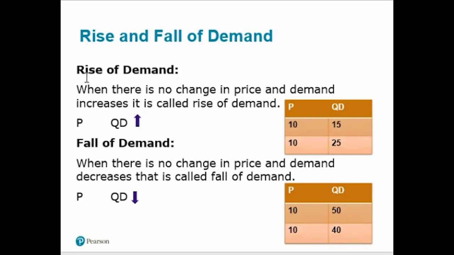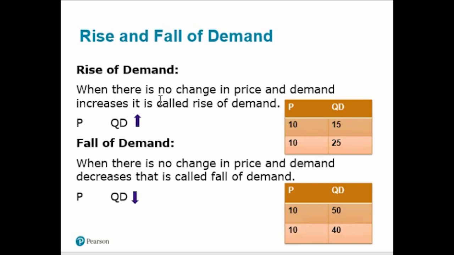So here, as you can see, according to the definition of rise of demand, when there is no change in price and demand increases, it is called rise of demand. As you can see in the table, price is 10 but demand increases from 15 to 25. So this is the case of shifting of the demand curve. You can see that the price is the same but the quantity demanded still changes.